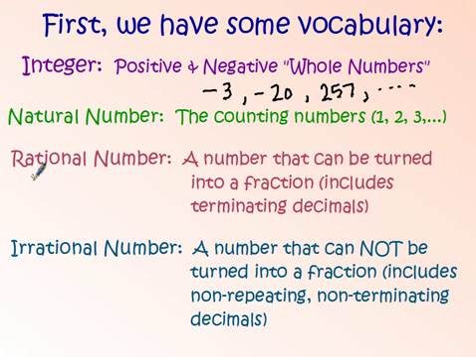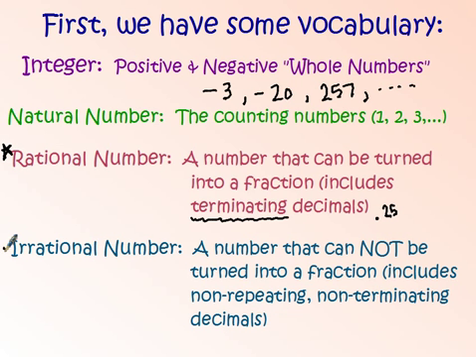A rational number, this is probably a new term for you today. A rational number is any number that can be turned into a fraction. So that's going to include whole numbers because we can put them over 1. It's going to include decimals like 0.25 that we can change into the fraction 1/4. And it's really going to include any terminating decimals. Terminating means a decimal that ends. So for instance, like our 0.25, that's a terminating decimal because it doesn't go any further.